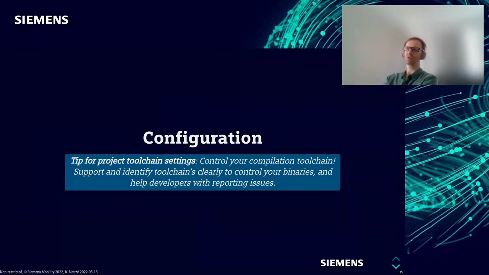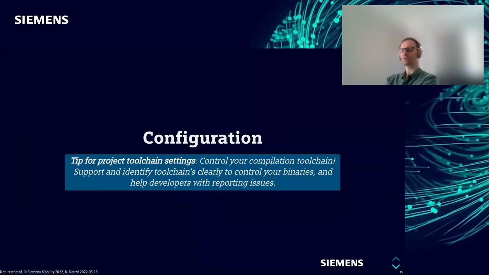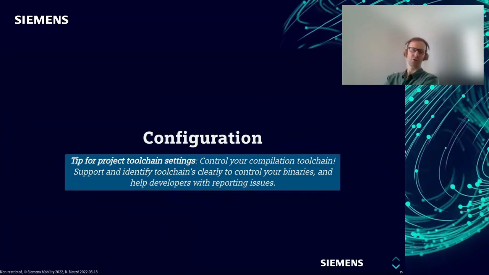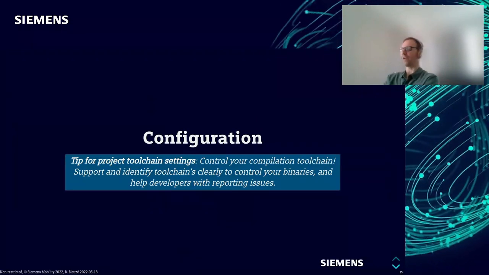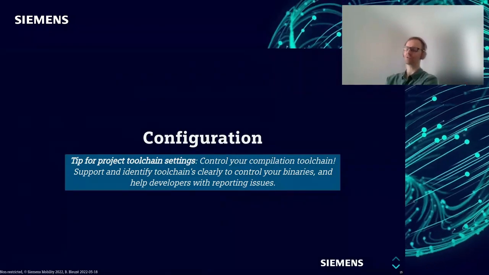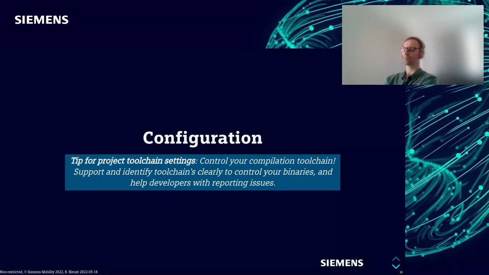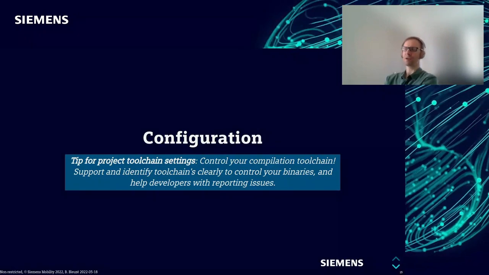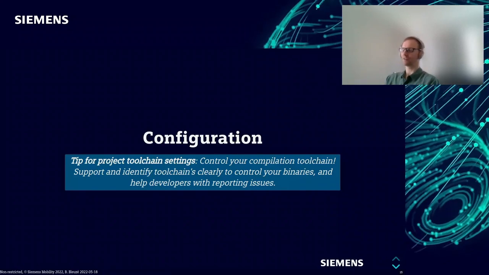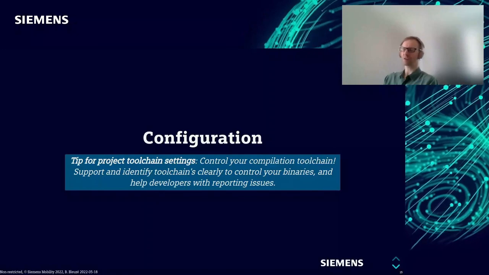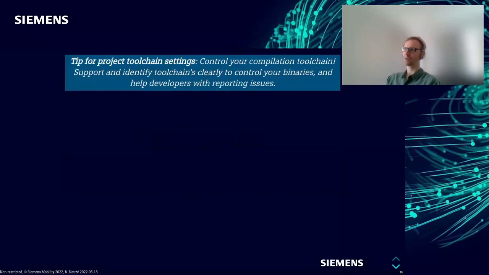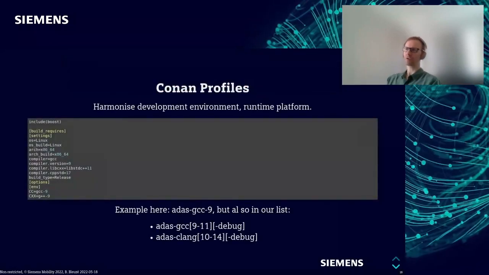So make sure that you can support and identify the toolchain for every developer that you have to help you control your binaries. So you don't want developers to build with any compiler if in the end what you do is an embedded system that runs on a single hardware with a single compiler version, right? So you may allow a few of them, but keep it in check, right? It helps you support them when they have a compilation error or linking error, and it saves you a lot of time. So to help you with that, Conan has profiles.